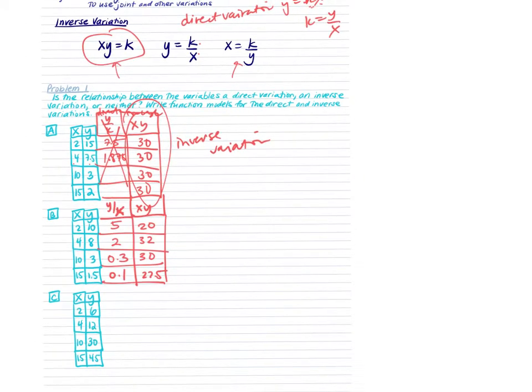For this one, this is y divided by x. I think I wrote k here; this is supposed to be x, right? So you're just taking this divided by this. I did that for y divided by x, and I did x times y. Here you can see these are not all the same, and these are not all the same. So it's going to be neither.